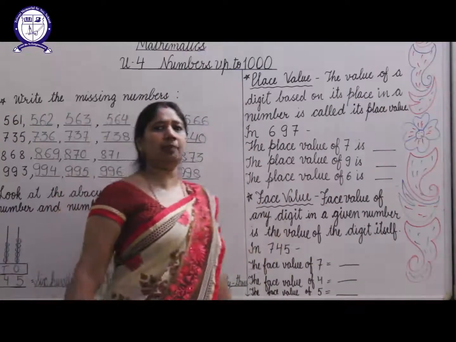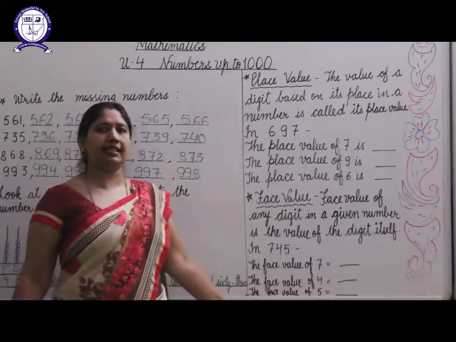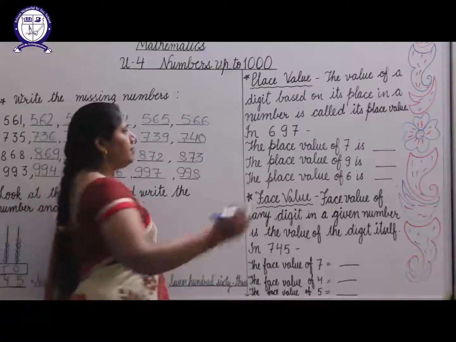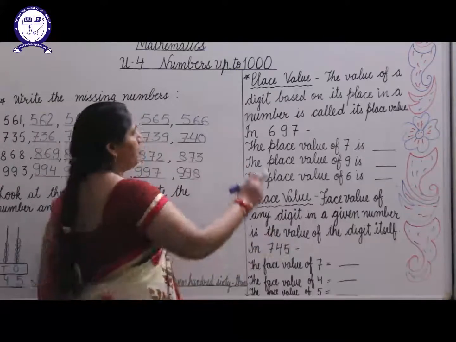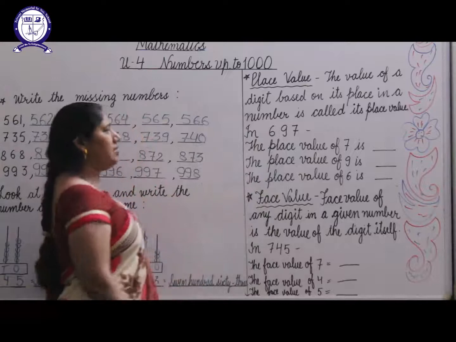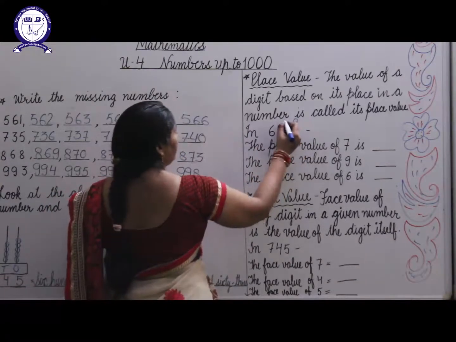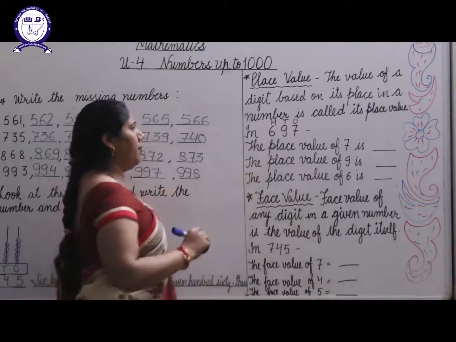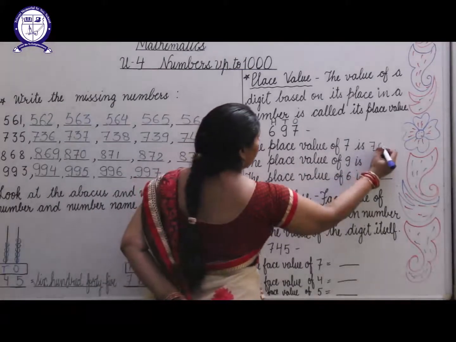Place value. What is a place value? The value of a digit based on its place in a number is called its place value. Let's see how we find the place value. We have been given a number 697. Then what is the place value of 7? 7 is on the ones place, 9 is on the tens place, and 6 is on the 100 place. So the place value of 7 is 7 ones.